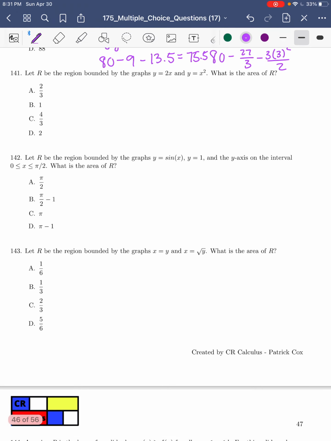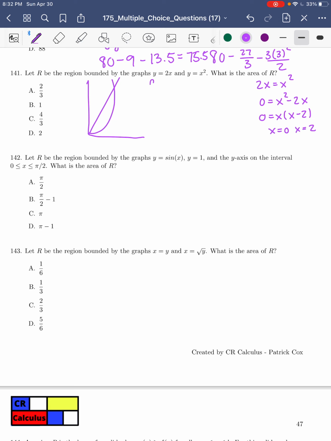141 is an area problem, so let's draw our picture. So we have y equals 2x, and we have x squared. And we need to know the area of R. So first off, we got to figure out where these two meet. So I need to know, when does 2x equal x squared? So I can subtract that over and factor out an x. So these two should be equal at x equals 0 and x equals 2.